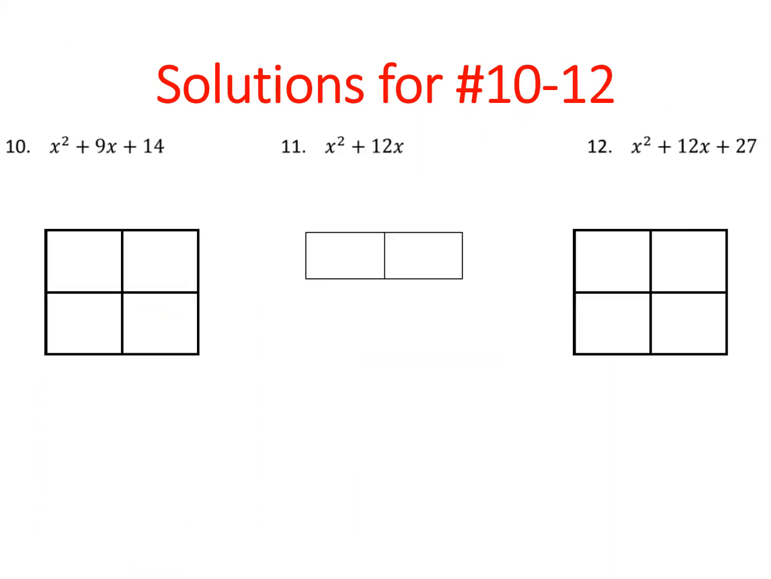All right, here we have the solutions for 10 through 12. Again, I've gone ahead and drawn in the boxes already. So for the first one, we're going to fill in our x squared and our 14. We're trying to figure out what will multiply to give me 14x squared. And we want to see what will add to give me that 9x.